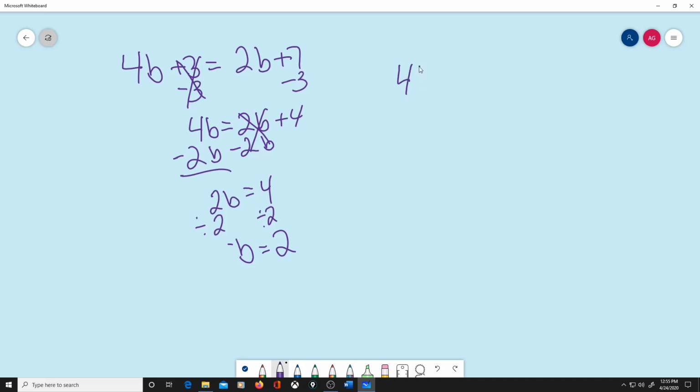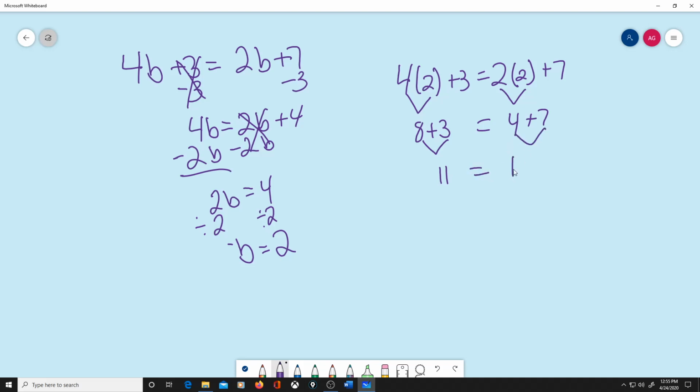So 4 times 2 plus 3 equals 2 times 2 plus 7. So let's see, this is going to be 8 plus 3. This is going to be 4 plus 7. Bring my equal sign down. This equals 11. This equals 11. 11 equals 11. Boom. I know I got my right answer here.